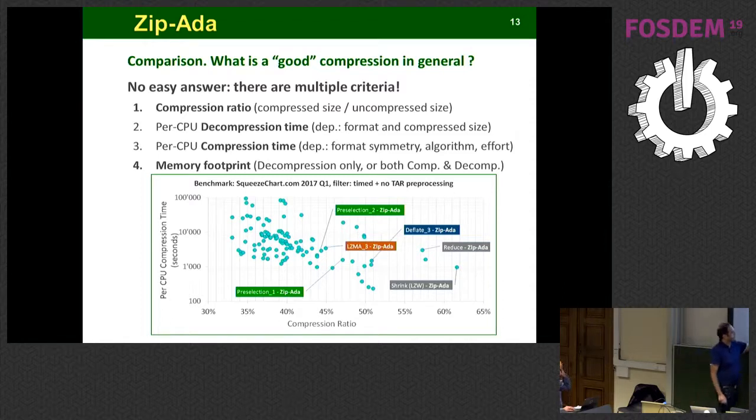So here you have a picture with two of these criteria. You have the compression ratio, so the smaller the better. And here you have on the logarithmic scale the time of compression. So as you guess, the more you go to the frontier of compression, the longer it takes tendentially. The Zip-Ada library is not the best on this part, but perhaps who knows in a few years with some effort and whatever.